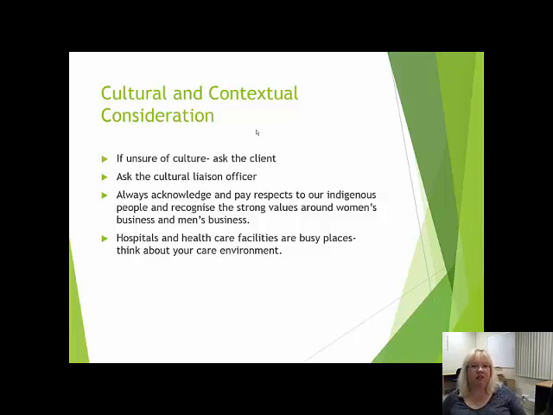There are really, really strong values, particularly in our Indigenous culture, around women's business and men's business, and most of the time a lot of Indigenous women would prefer to have a woman look after them, and men again have men looking after them. But sometimes that doesn't happen in hospitals because of limited staffing or whatever. You've got to consider that the hospital is a really busy place, and sometimes it's hard to get staff, but we have to do our utmost to try and accommodate that with our clients if we can.